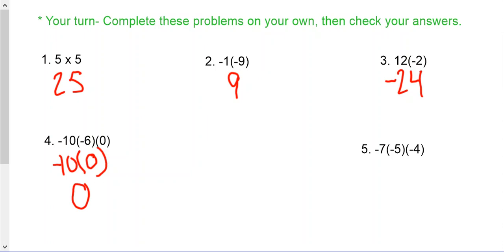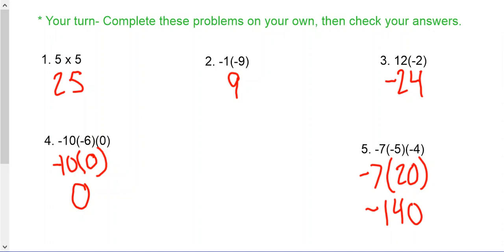All right, and lastly, we got 3 negatives here. Let's start with that negative 5 times negative 4. That will give us a positive 20. So we have 20 times a negative 7. 20 times negative 7 will give us a negative 140. All right, hopefully you got the same answers I did.